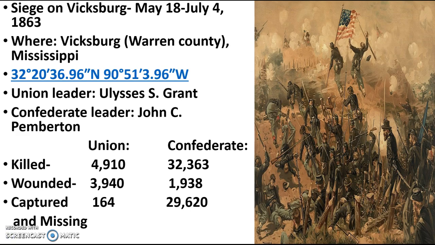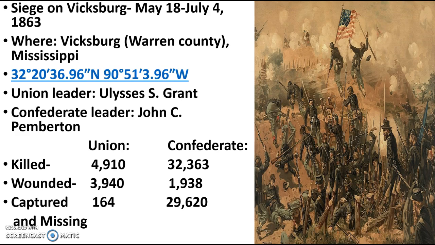The first battle we're going to talk about today is the Siege of Vicksburg, and this lasted from May 18th to July 4th, 1863. It happened in Vicksburg, which is in Warren County, Mississippi. As you can see there, those are the exact coordinates. During this siege, the Union leader was Ulysses S. Grant, and the Confederate leader in charge was John C. Pemberton.